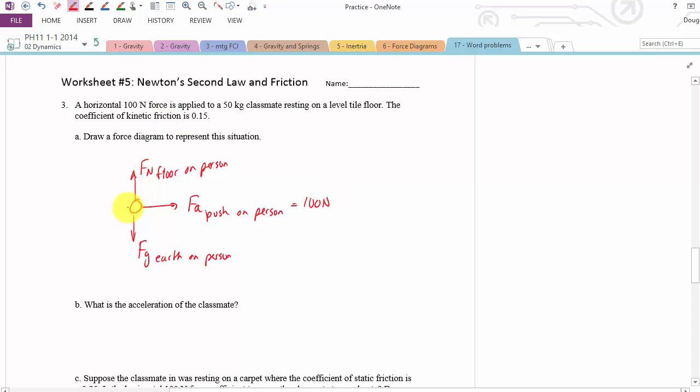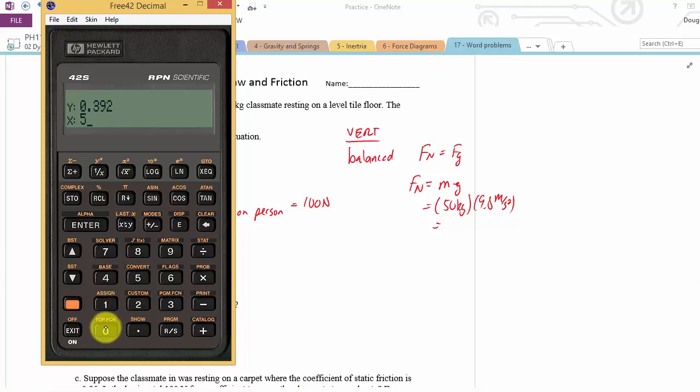And it says there's kinetic friction, so this person's moving, and there's friction, floor on person. And just a note here that this person's not accelerating up and down, so vertically it's balanced, and Fn equals Fg. We can even calculate that right now. That's mg, which is 50 kilograms times 9.8 meters per second squared, so just under 500, about 490 newtons.